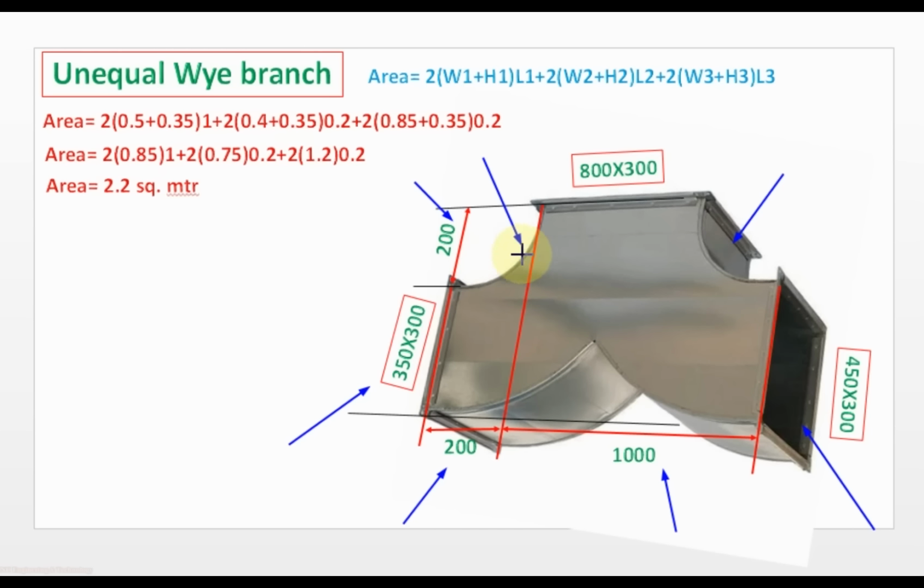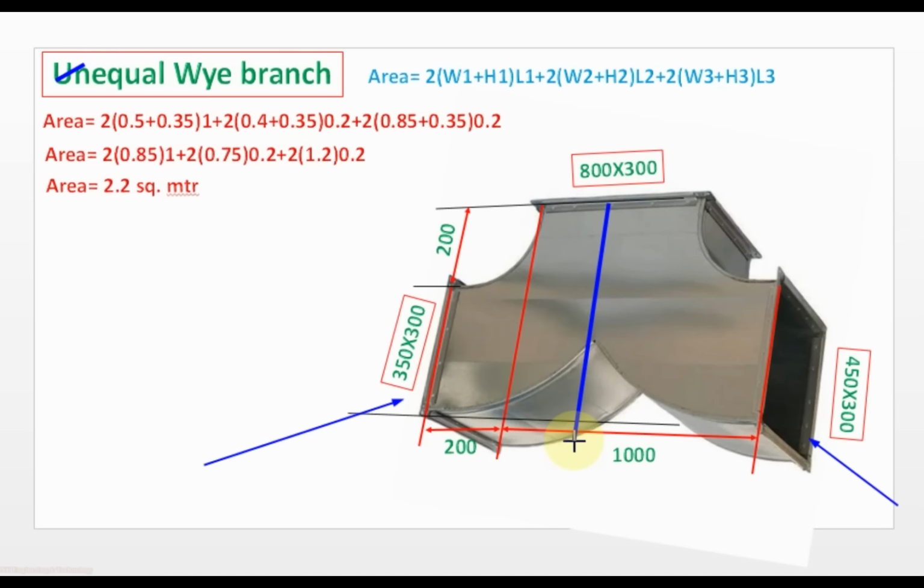Now we will apply these values in the formula. Also you can see all the corners of this Y have joints, so we will add 50 mm to all the dimensions. So this 450 will become 500 or 0.5 meter, and 300 will be 350 or 0.35 meter. So after applying these values in the formula, we will get the area for this unequal Y equal to 2.2 square meter. If this Y is equal, then both the openings, this and this, will be the same. Then in this case, this line you can shift from here to calculate the area of this Y.